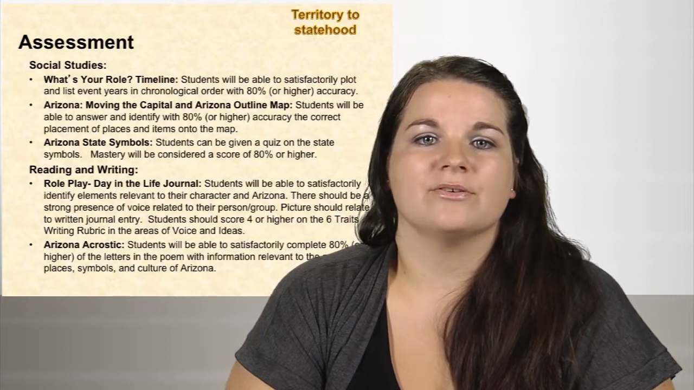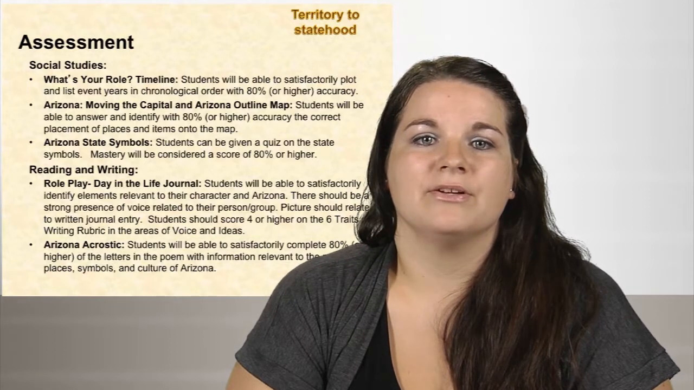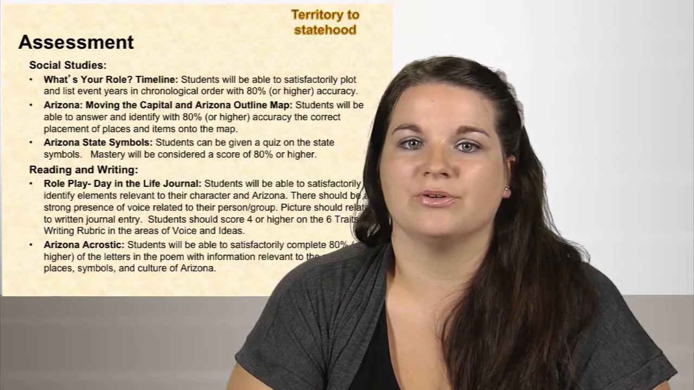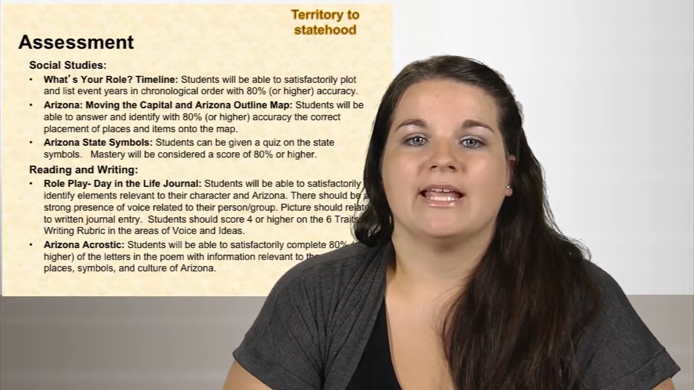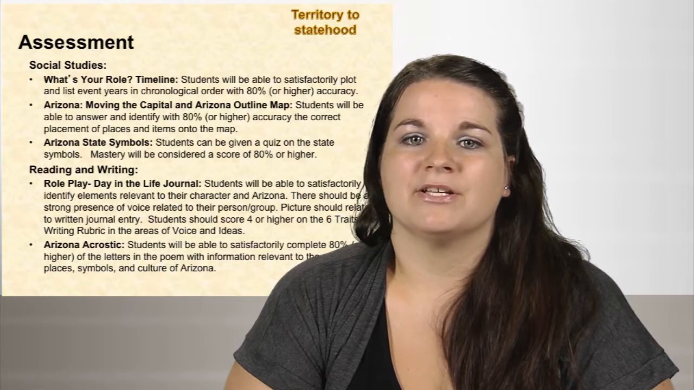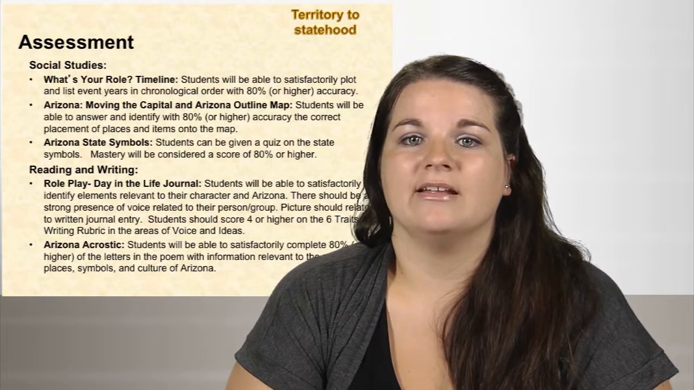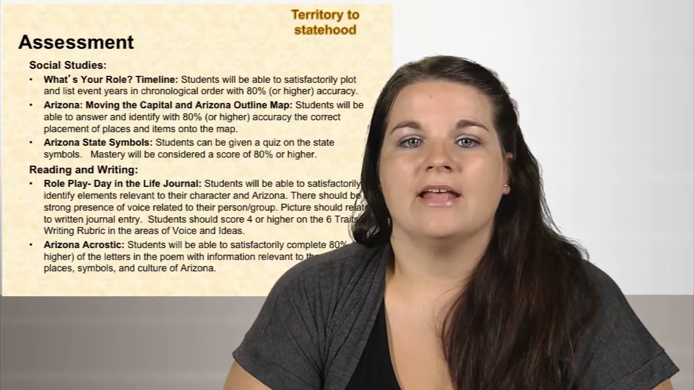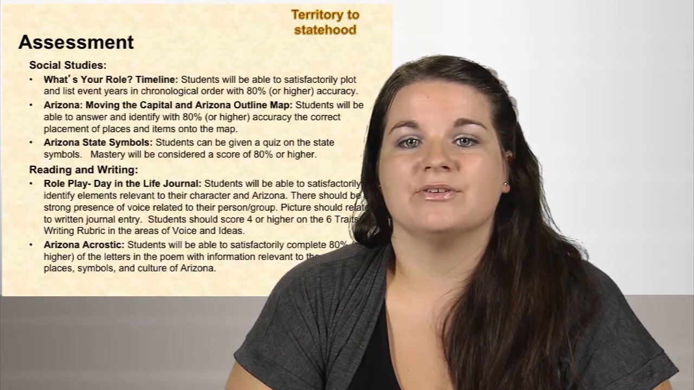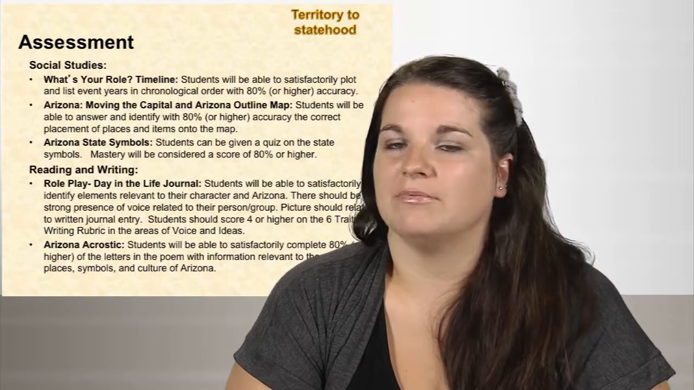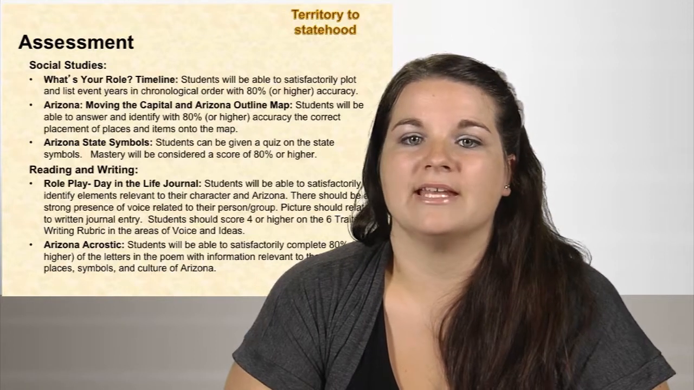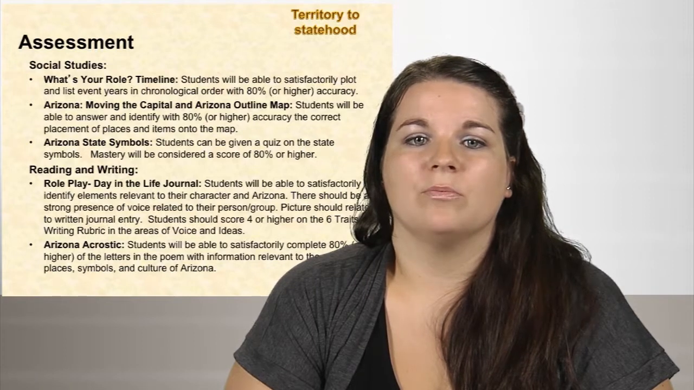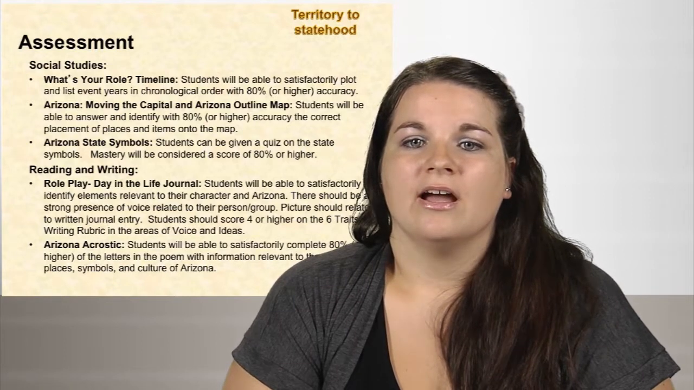For assessment in social studies, you're going to be grading the What's Your Role timeline. You want to make sure that students have their dates in chronological order. The Moving the Capital in Arizona outline map, you want to make sure that students have correctly identified the different places that they're required to onto the map. And the state symbols. You can give students a quiz later on to match up the different symbols to the categories and names.